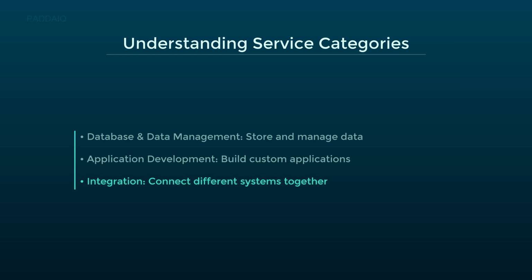Integration, connect different systems together. This means enabling different software applications to communicate and share data seamlessly. For example, it can link your on-premise SAP ERP system with a cloud-based Salesforce CRM to synchronize customer data automatically. This ensures your business processes flow smoothly across all your platforms.